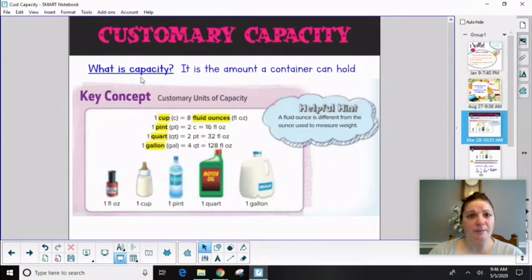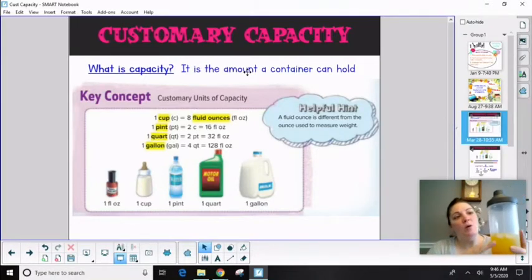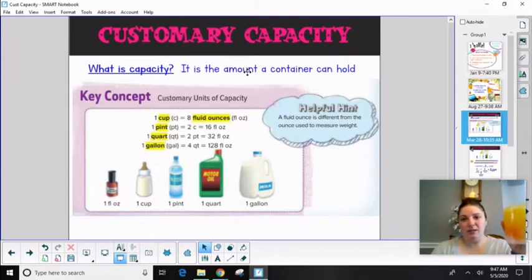What is capacity? It's the amount a container can hold. So if I look at my delicious drink that I'm drinking right here, I don't think you'll be able to see it, but going up and down the side, it tells you how much this container can hold, which is its capacity. And one of the units it's measuring in is the customary system, fluid ounces. So this container right now is holding about 12 fluid ounces of my delicious drink. That's capacity.